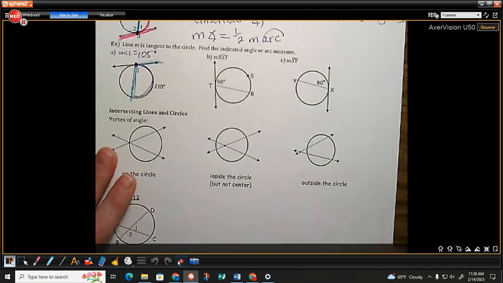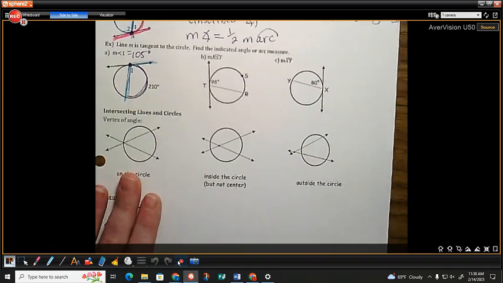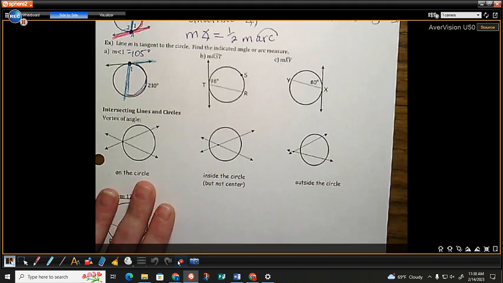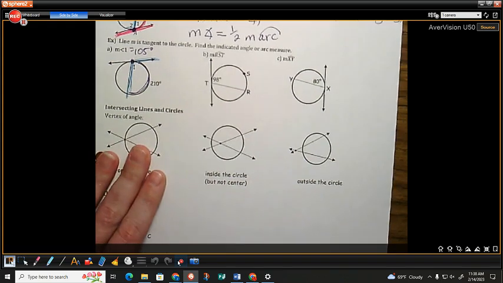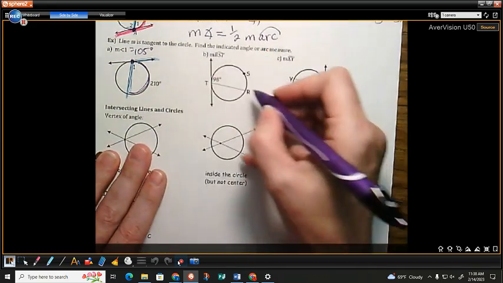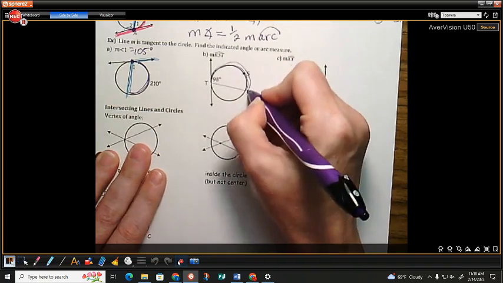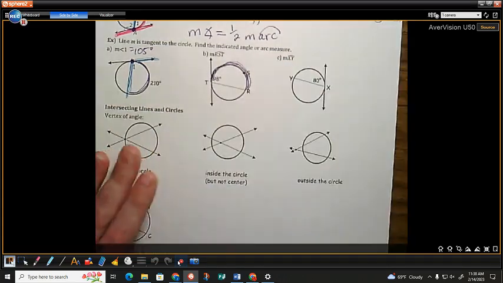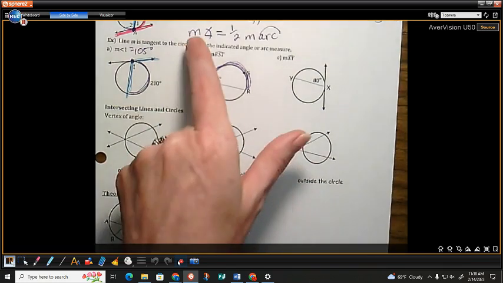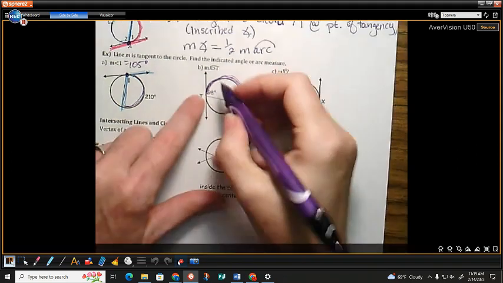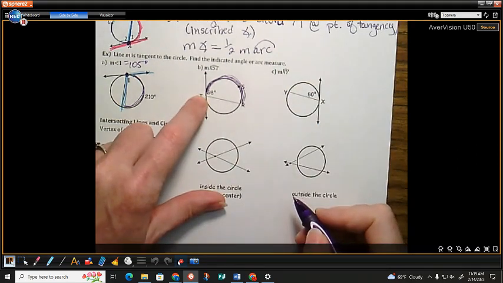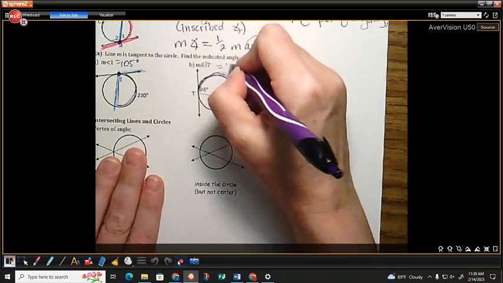Okay, problem B. 196. Oh, this one's going backwards. It doesn't want the angle, it wants the arc, and it wants major arc RST. So it wants this guy over here. Oh dear, I only know that the angle is half the arc. So if the angle is half the arc, then the arc must be double the angle. So what's double 98? 196.